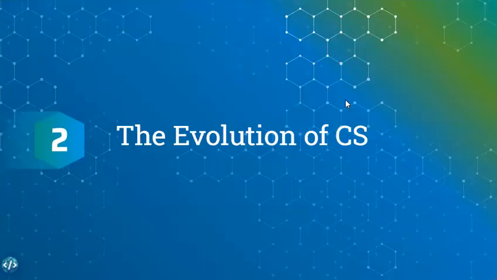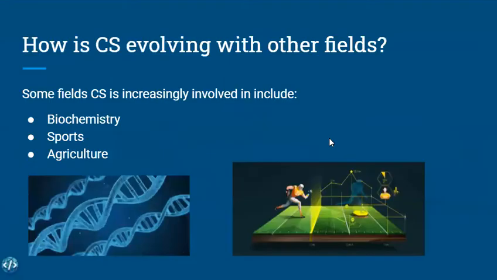All right, so let's look at how CS is evolving now. Some of the fields CS is increasingly involved with include biochemistry, sports, and agriculture. So in biochemistry, researchers are using AI to create new proteins and organic molecules. In sports, many teams are using data-driven models to better understand athletic performance and how athletes can improve. And in agriculture, computers are used to track and predict droughts and flooding patterns to help farmers grow crops more effectively.